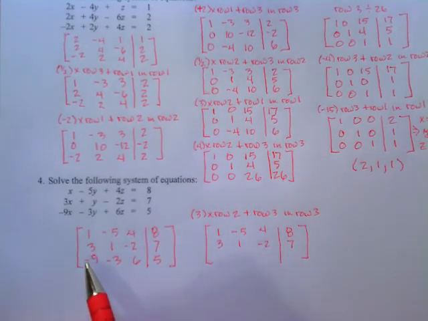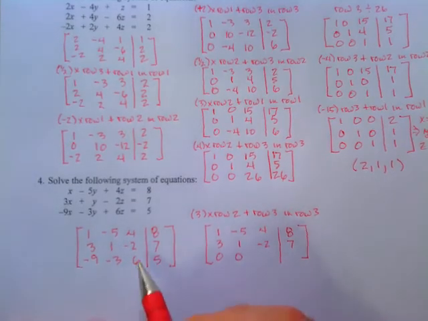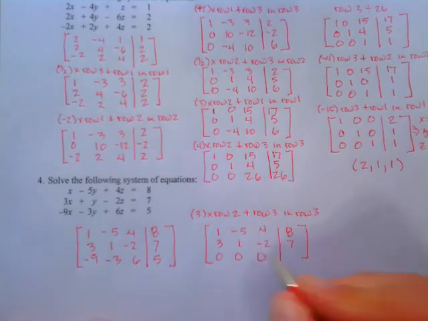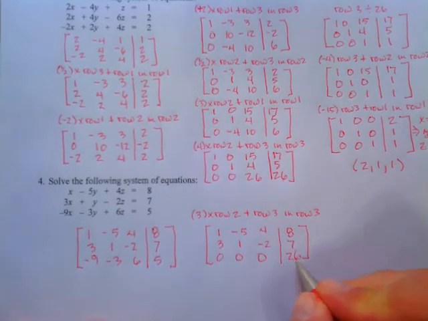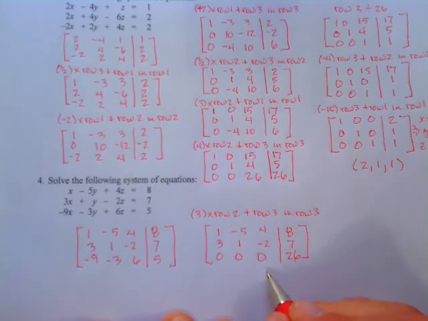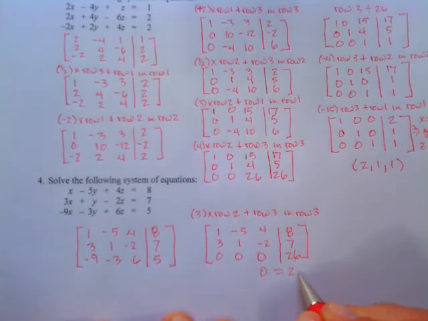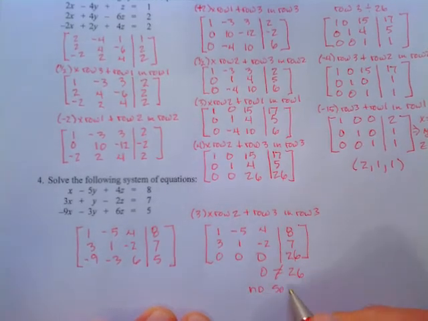But now row 3: 3 times 3 is 9, 9 and negative 9, that's a 0. 3 times 1 is 3, 3 and negative 3, that's a 0. 3 times negative 2 is negative 6, and 6, that's a 0. 3 times 7 is 21, and 5, that's 26. And note, in that third equation now, I have 0 equals 26, which of course is not true, and therefore there is no solution.